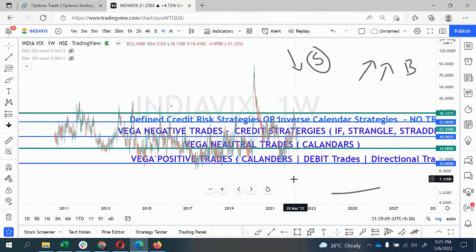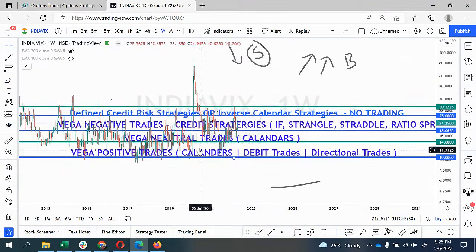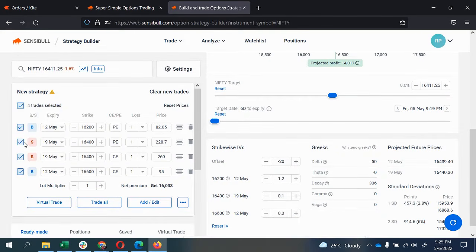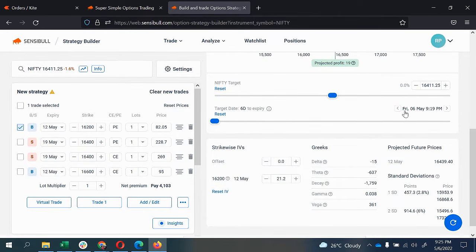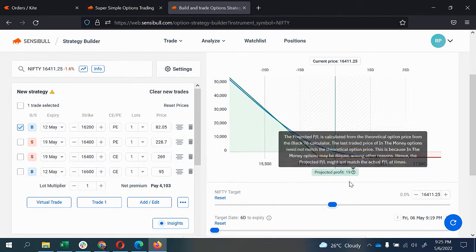Let me show you the reason I've not covered. See, you can go for calendars, and also you can go for debit trades. Debit trades in the sense, we need momentum, right? We need momentum. Let me take you back to this. So let's say you have bought this P leg, right? I'll reset everything. I'll get it to Friday now. We are at 19, right?